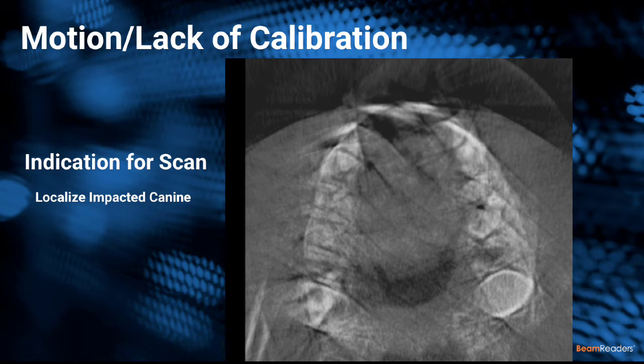And this requires a fairly high level of resolution, because we're interested not only in the position of the canine, but its relationship to cortical bone. And also, usually we're worried about the root of the lateral incisor that's next to the canine.